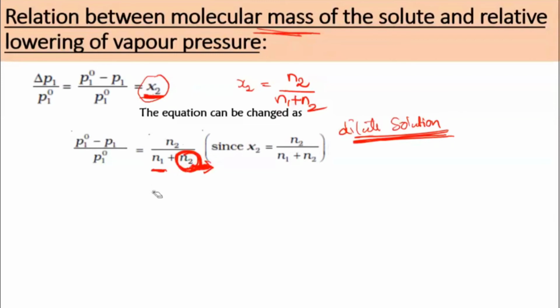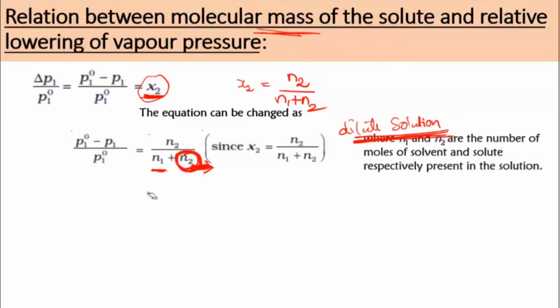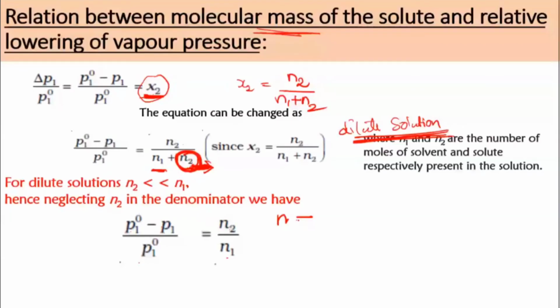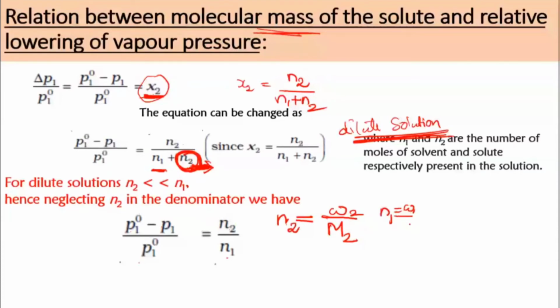N2 value is ignored here. So when I ignore this, what will be left is (P1 naught minus P1) divided by P1 naught is equal to N2 by N1. N is nothing but the number of moles, and moles is mass divided by molar mass. I'm just writing W here because you have 1 and 2. So the number of moles is mass divided by molar mass. If it is N2, you will write W2 by M2. If it is N1, you will write W1 by M1.